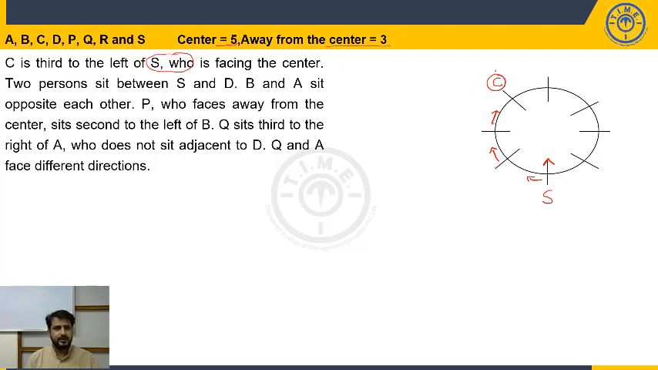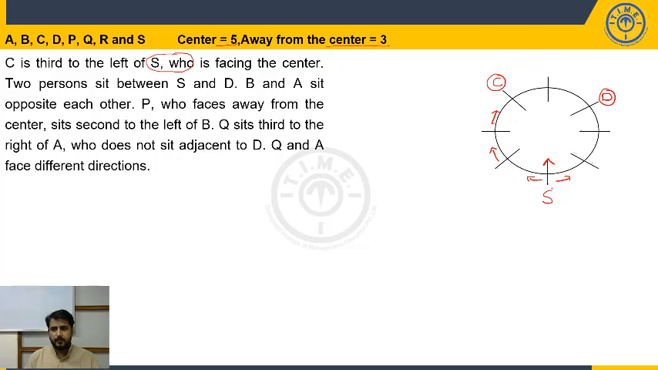And what is given next? 2 persons sit between S and D. It is not given whether to the left side or the right side, so we have to consider both cases. If I go to the left side of S, C is already there, so I cannot place D. So I have to go to the right side. On the right side, 2 positions gap, 1, 2, here will be the position of D.